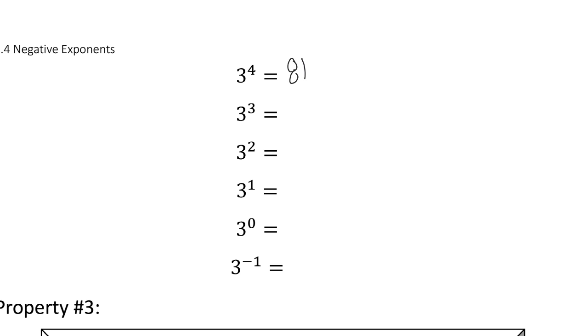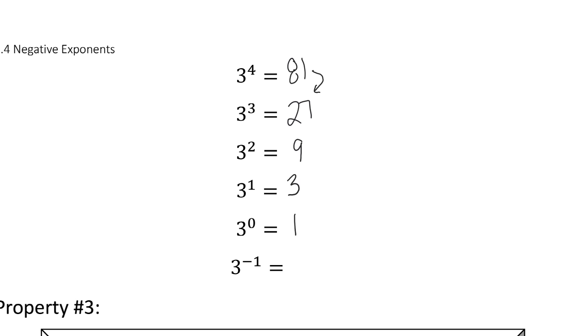What about 3 to the 3rd? 3 times 3 is 9. 9 times 3 is 27. What about 3 squared? 3 times 3 is 9. 3 to the 1st is just 3. And 3 to the 0 is 1.